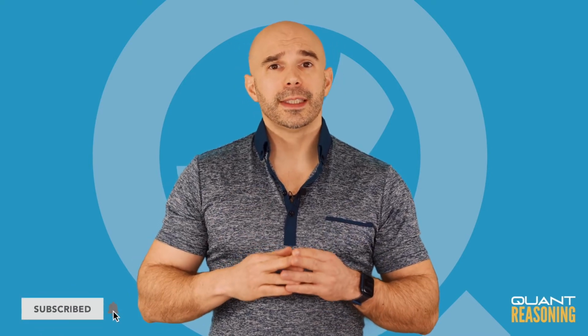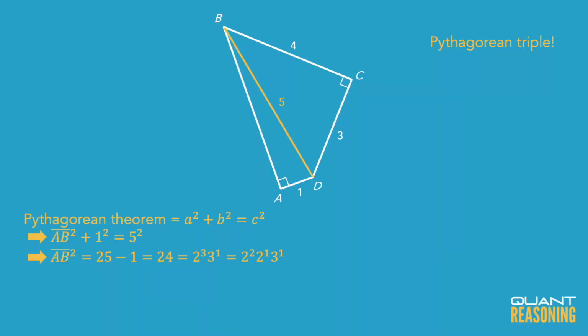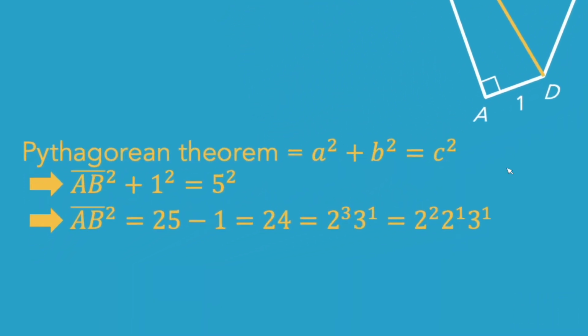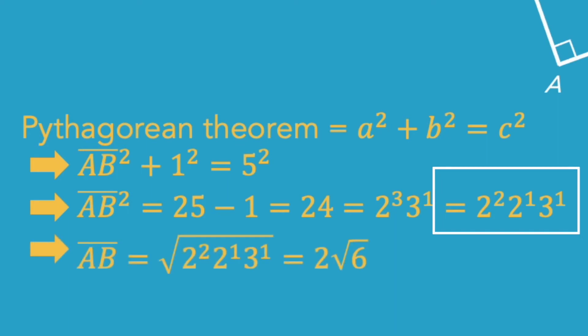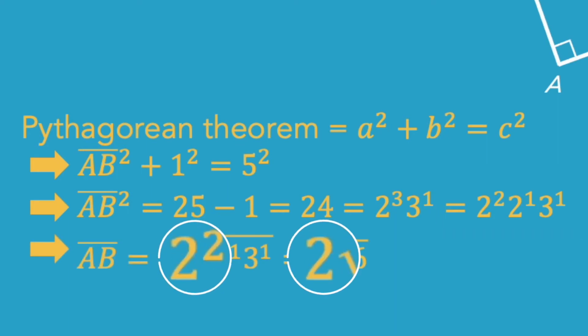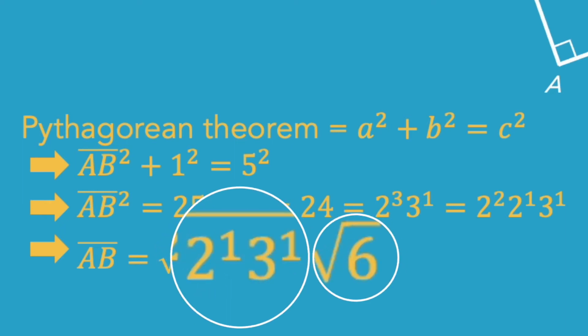That just means that we have to get the prime factorization of 24, which is 2 cubed times 3 to the power of 1, and then see from that what we can extract because they are themselves squared. If I rewrite this as 2 squared times 2 to the power of 1 times 3 to the power of 1, now I can pull out the 2 squared and say this is just 2 multiplied by the square root of 6.